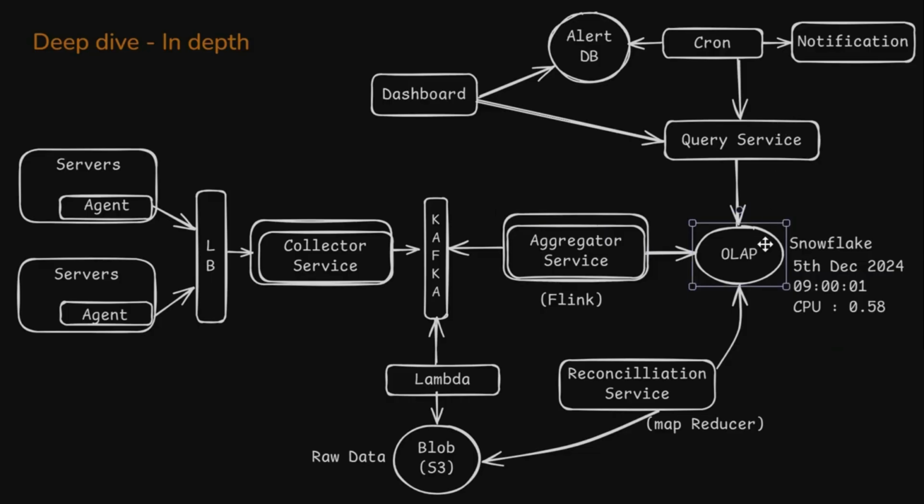into this OLAP database, and how we are storing the raw data into the cheap storage, and we also introduced the reconciliation process, and at the end connecting with the end users on the dashboard, how it will query to load this information in the dashboard, and at the same time creating the alerts and running the cron job to send the notifications at the time of any threshold reached based on the defined rule in this alert DB.